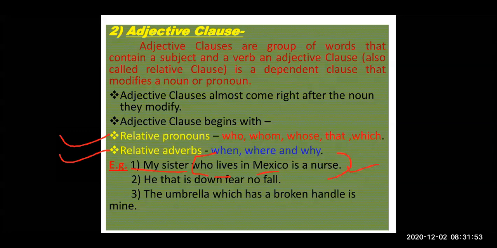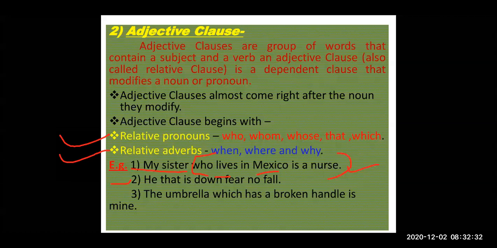Second example: "He that is down fears no fall." Here, "he that is down" modifies the pronoun he. What we have seen in the definition, it either modifies a noun or pronoun. Now he is the pronoun, and down is the verb. So "he that is down fears no fall" is your adjective clause which modifies the pronoun he.